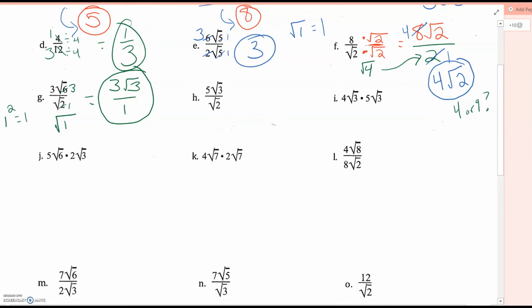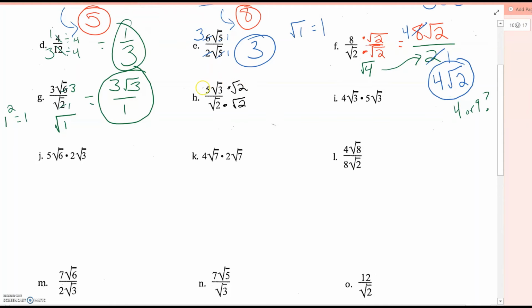For letter H, again, I'm going to look at the outsides. So from here, the 5 doesn't have anything to simplify with. The 3 and the 2 can't simplify, 3 over 2, so now I'm like, well, I've got that square root in the denominator. Lots of steps to think about. Good thing we will practice this in class. So to get rid of that square root of 2, I would multiply by the square root of 2. And whatever I do to the bottom, I have to do to the top. Boom.